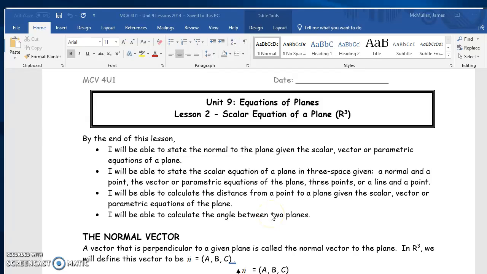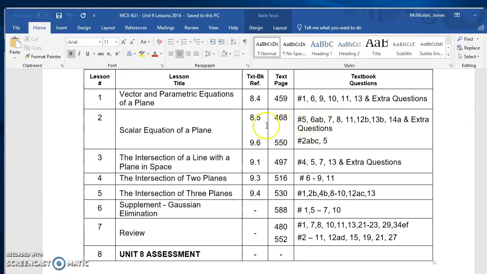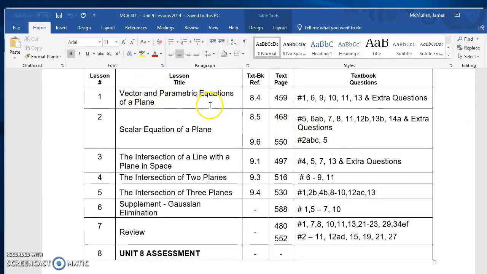This is our lesson on the scalar equation of a plane, the second of our lessons in Unit 9. So again, last time we talked about how to even think about a plane, what's a way to define a plane, and how could we use a vector equation to specify one. Today we're learning a different type of equation that specifies a plane. In a lot of ways it's easier, but of course you want to be able to translate between the two different types.